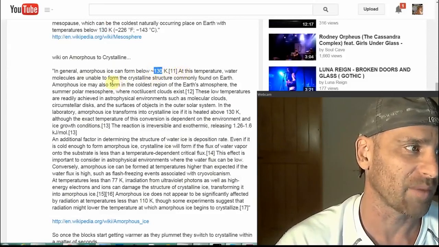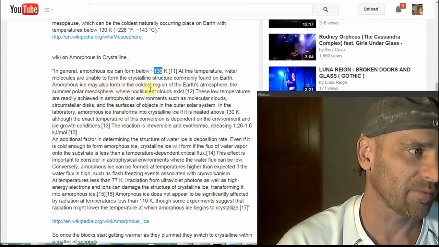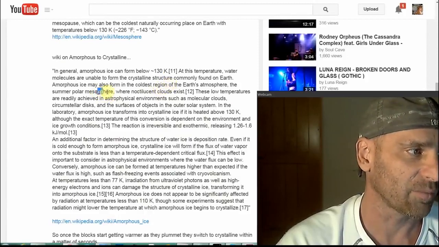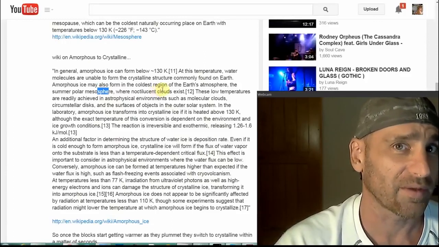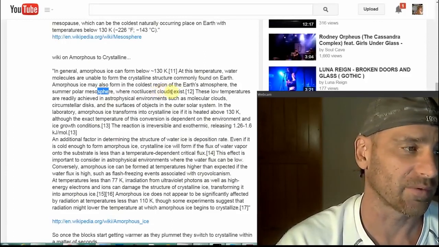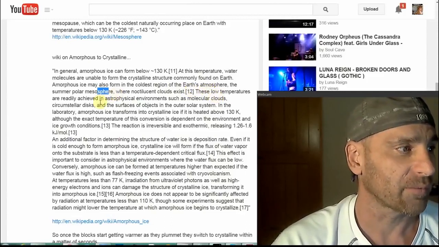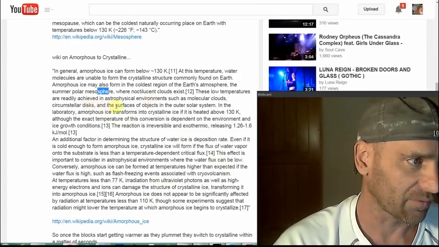At this temperature, water molecules are unable to form the crystalline structure commonly found on Earth. Amorphous ice may also form in the coldest regions of the Earth's atmosphere, the summer polar mesosphere, where noctilucent clouds exist. That's actually volcanic ash remnants, but I'm sure there's ice there too. These low temperatures are readily achieved in astrophysical environments such as molecular clouds and circumstellar disks.